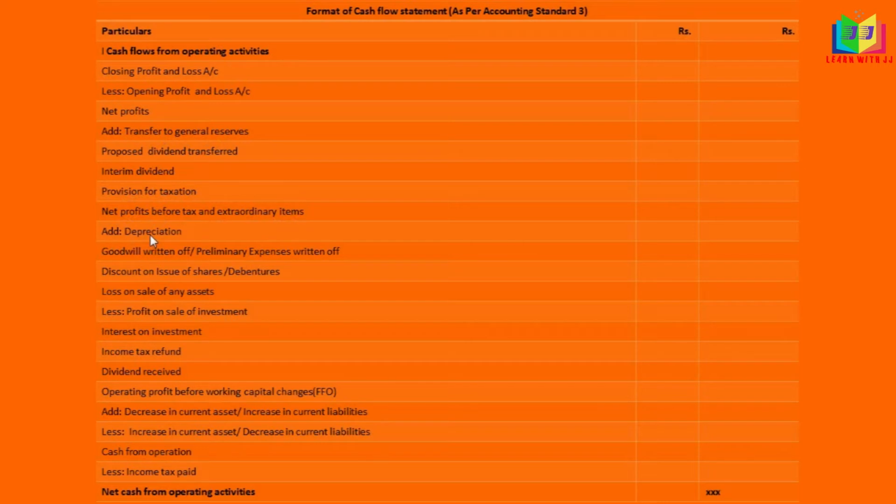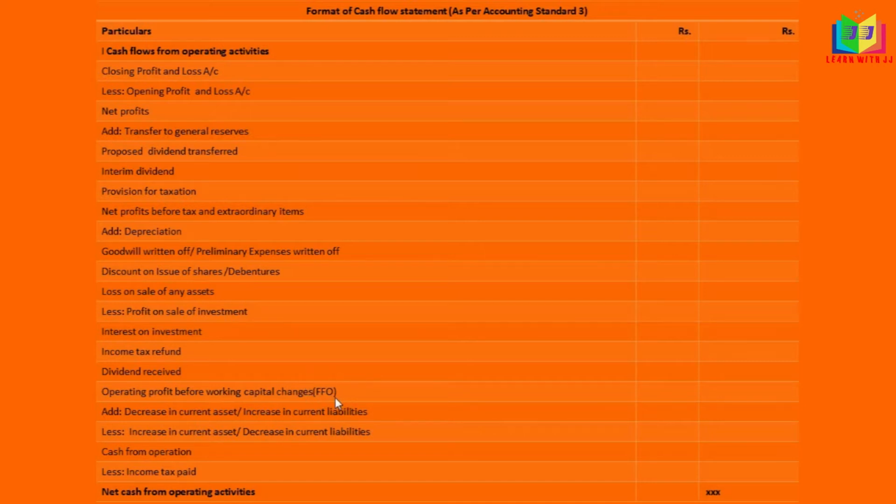And with that we have to add the non-operating expenses, that is depreciation, goodwill written off, preliminary expenses written off, discount on issue of shares or debentures, and loss on sale of any asset. We have to subtract the non-operating incomes like profit on sale of investment, profit on sale of asset, interest on investment, income tax refund, dividend received. We will arrive at operating profit before working capital changes, that is nothing but your funds from operation.